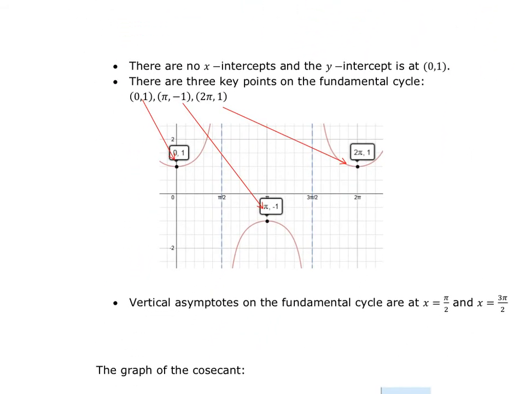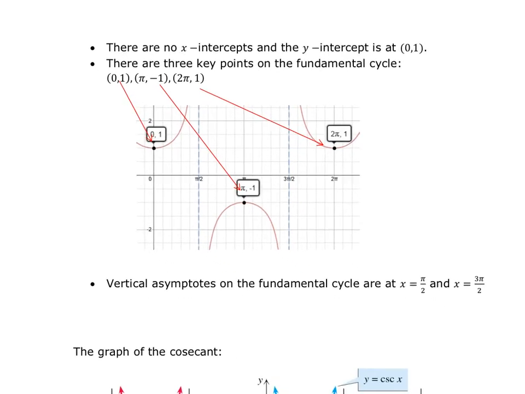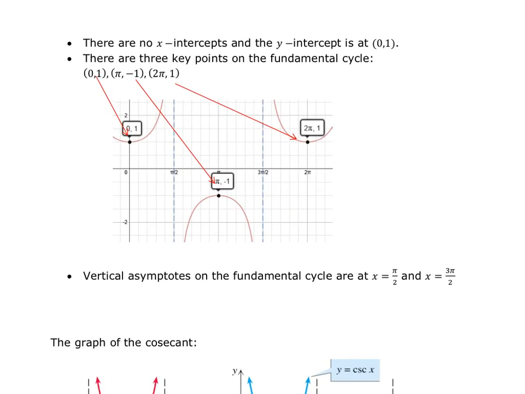So there are no x-intercepts. There is one y-intercept. That's one of the key points. We have those 3 key points on the fundamental cycle, and we have 2 vertical asymptotes on the fundamental cycle. Give you a moment to write those down.